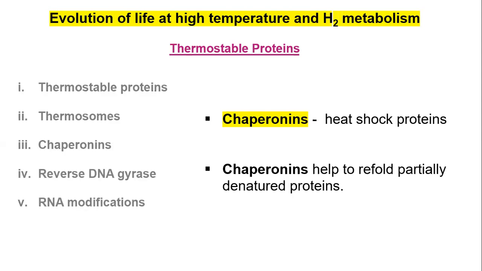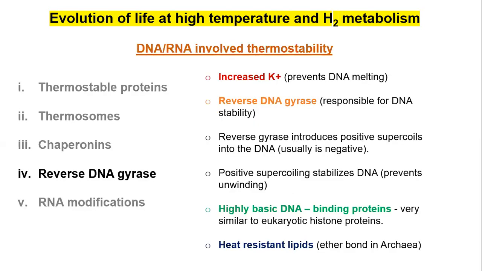The next one is actually reverse DNA polymerase, which is a big deal for thermostable protein. So in addition to proteins, the molecule that must be stable at high temperature is DNA as well. So what will happen in those thermophilic, so not thermoadapted, thermophilic organisms? What's the difference between thermoadapted and thermophilic?